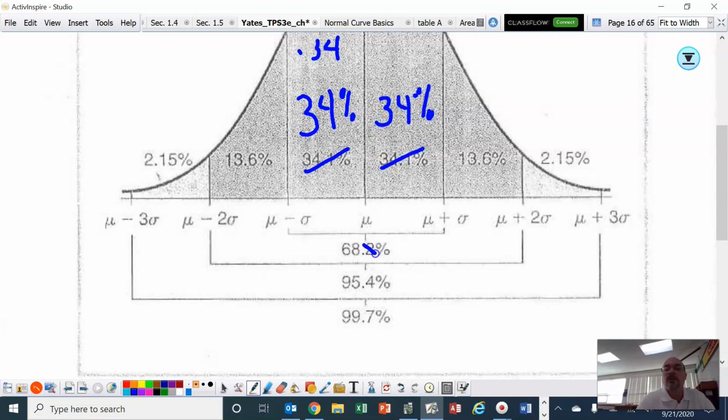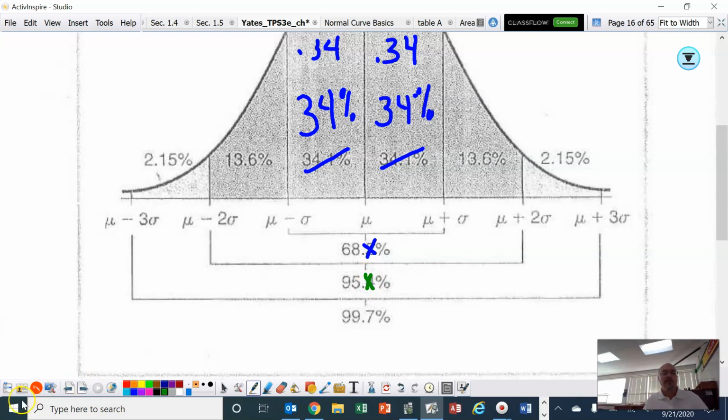Okay, so we can drop that part off. You don't have to if you don't want to, but I'm just saying that you can do that. It's a little easier to remember 68 and then 34, 34, 1 below to the mean and the mean to 1 above. All right. And then we can also do that with the 95. We can leave that 0.4 off.